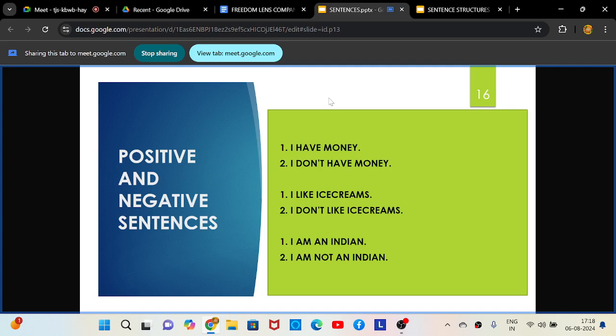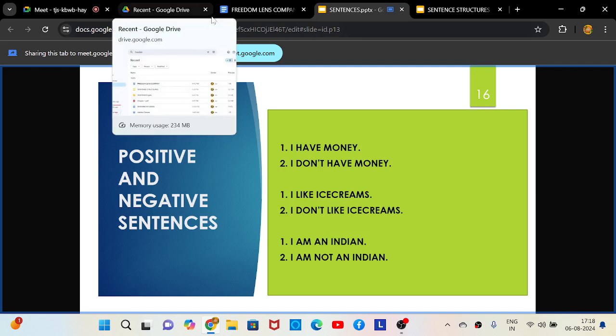Okay. So here you can see that I have money, I like ice creams, and I am an Indian. These are positive statements. Positive statements will show that something is like that. It is just to show something is like that. We can use positive sentences to show this is how it is. Whereas if you are telling something is not, if something is opposite, like I don't have money or I don't like ice cream or I am not an Indian, it is to show the negative version that you are using the word not.